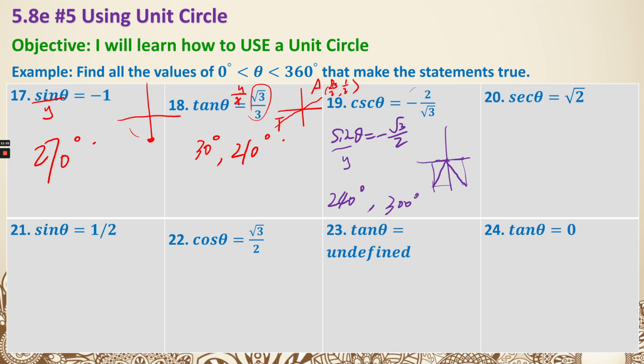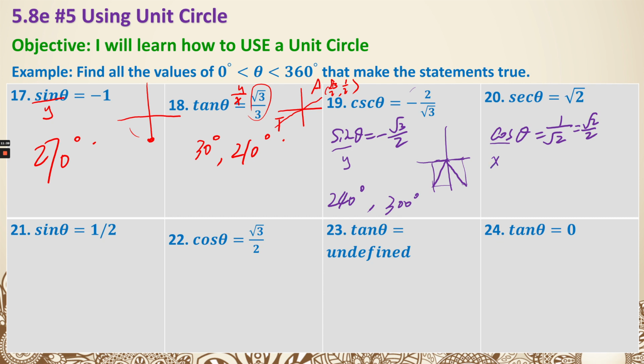20, secant theta is square root of 2. Same thing as number 19, you don't exactly have a value for secant, so we need to find a function that is related to it. So it's going to be cosine, we need to find the cosine. We just need to flip it, so it's going to be 1 over square root of 2, which is square root of 2 over 2.